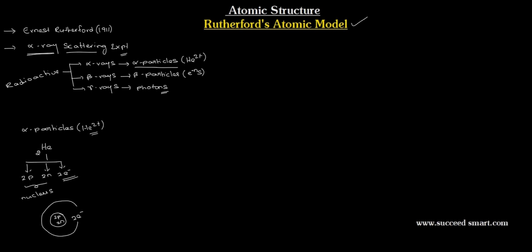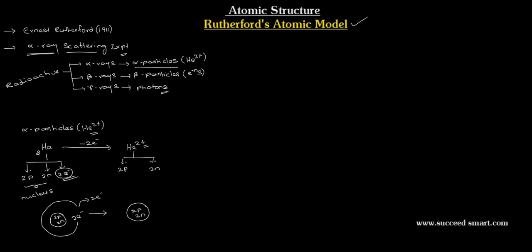Now from this helium, if you remove 2 electrons, it gets converted into He2+. This 2+ indicates that it has lost 2 electrons. When it loses 2 electrons, these 2 electrons will not be there in helium. Now it contains only 2 protons and 2 neutrons. If you observe the geometrical structure, after removing these 2 electrons, it contains only 2 protons as well as 2 neutrons, and it doesn't contain any electron.